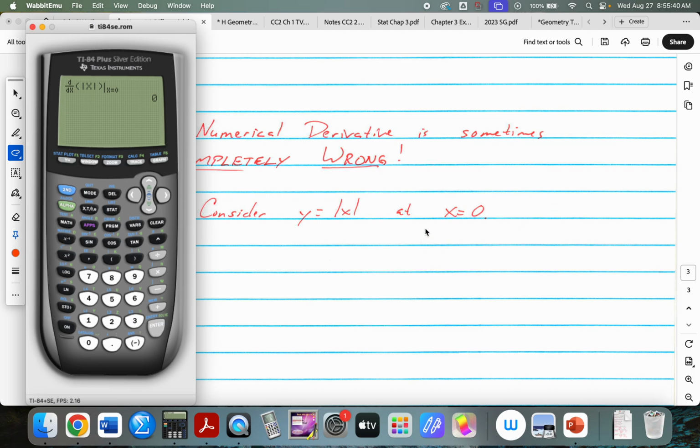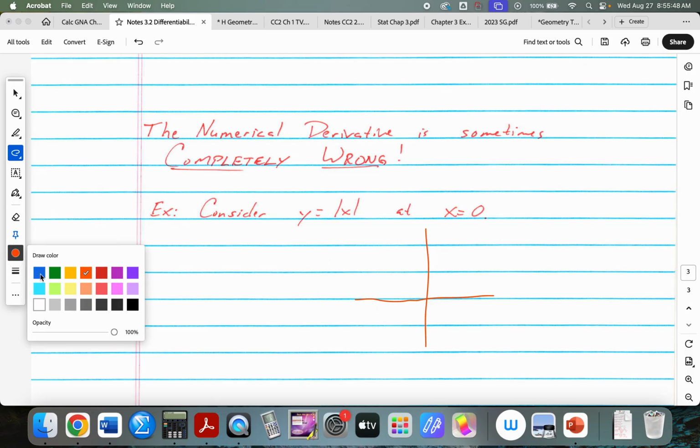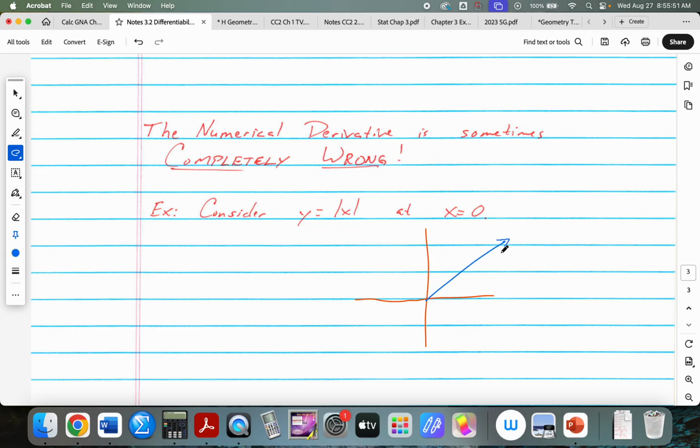Why is it completely wrong? Well, let's look at the absolute value function, which looks something like this. At 0, does this have a derivative? No. Why does it tell you 0 then? Well, it's because of the way it's using the symmetric difference quotient. It went a little bit to this side and a little bit to this side and found the slope of that line, which is 0. Okay?